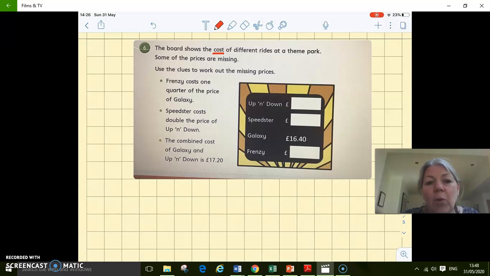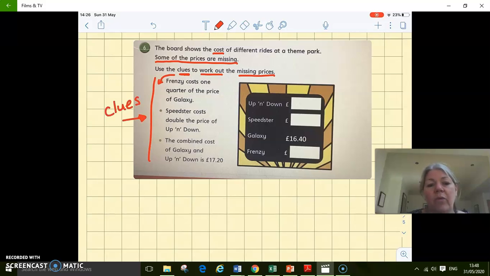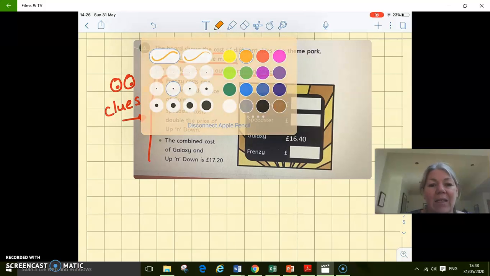So we've got a board here, and it's showing us the cost of the different rides at the theme park. And some of the prices are missing, and it's our job to use the clues here to work out the missing prices. And here are our clues. Now, it says Frenzy costs 1/4 of the price of the Galaxy. I'm going to look really carefully to see what I can work out. So Frenzy costs 1/4 of the price of the Galaxy.